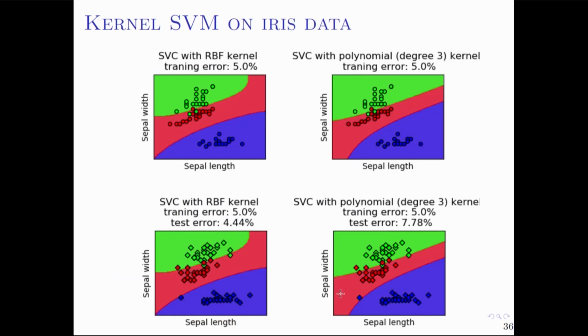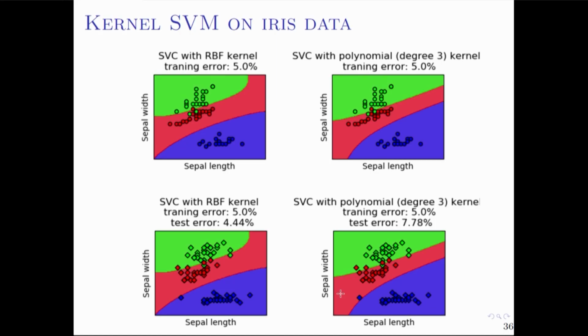When we run the same data set with the RBF, the Gaussian radial basis function kernel, the left-hand side shows the radial basis function and the right-hand side shows the polynomial of degree 3. For the training data we get the same accuracy. But when we test on the test data, we can see that although the radial basis kernel has a more complex structure, its test error is still less than the polynomial kernel.